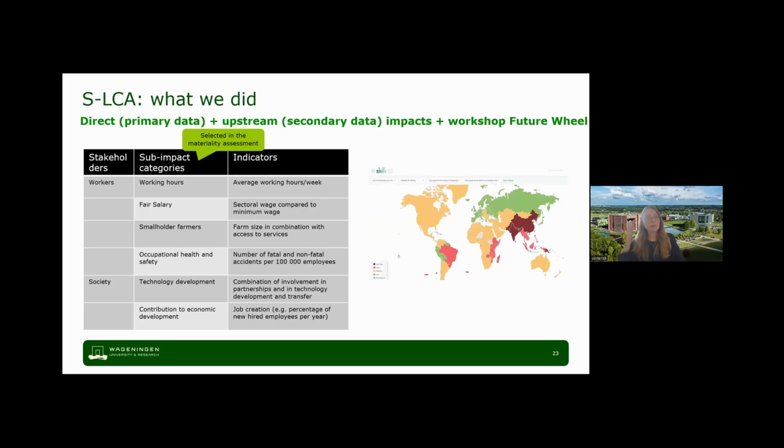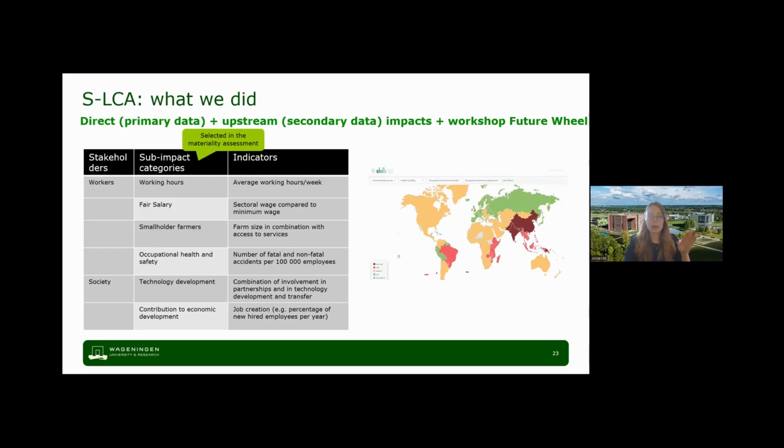So that is a bit of a deep dive into the results of the baseline of the environmental side. And then let's go to some baseline results for the social side. So here we also collected data from the farmers themselves on certain social topics.